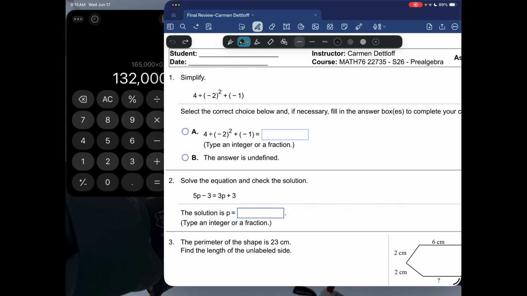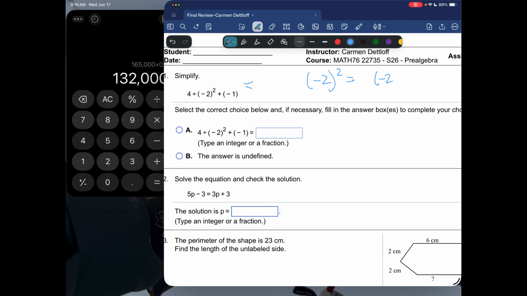Okay, so I am looking at this one and I am thinking to myself, what do I need to do first? So PEMDAS, parentheses. I have parentheses, but there's nothing to simplify inside. Then I have exponents right here, so I'm going to do that first. I'm going to square my -2. When I square -2, everything inside the parentheses is squared.